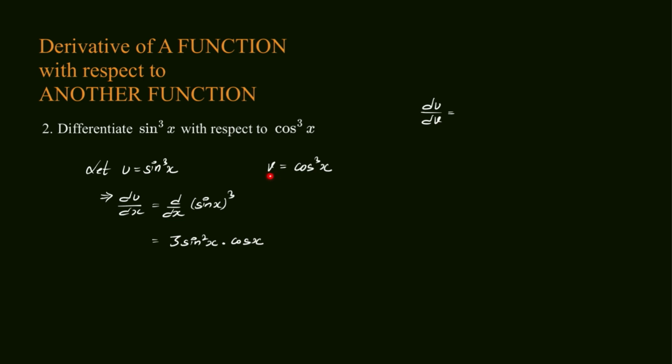Similarly in the second equation we will differentiate both sides with respect to x. Then I will have dv over dx equals d/dx of cos cube x, which can be written as cos x whole cube. And d/dx of x cube is 3x square, so I will have 3 cos square x, and the derivative of cos x by the chain rule will be minus sin x. So it will be minus 3 cos square x into sin x.